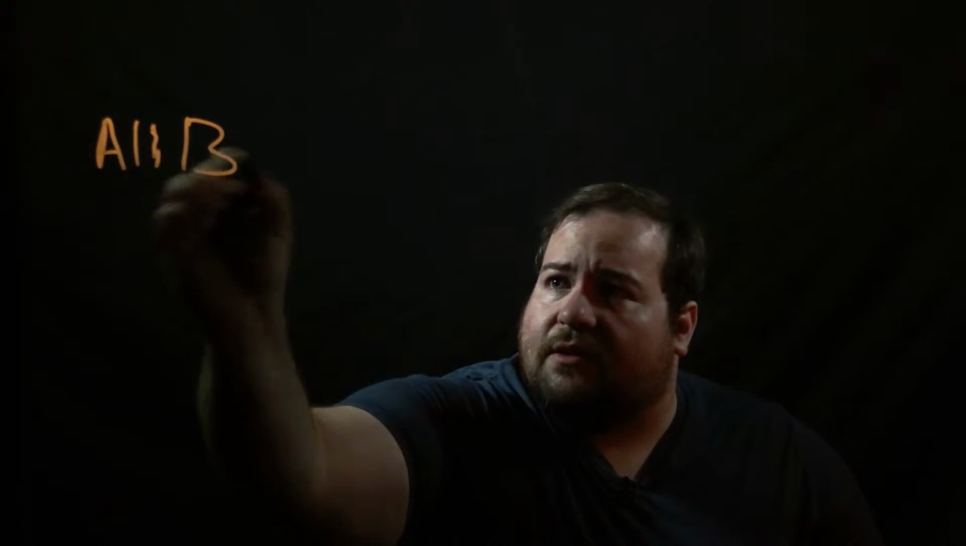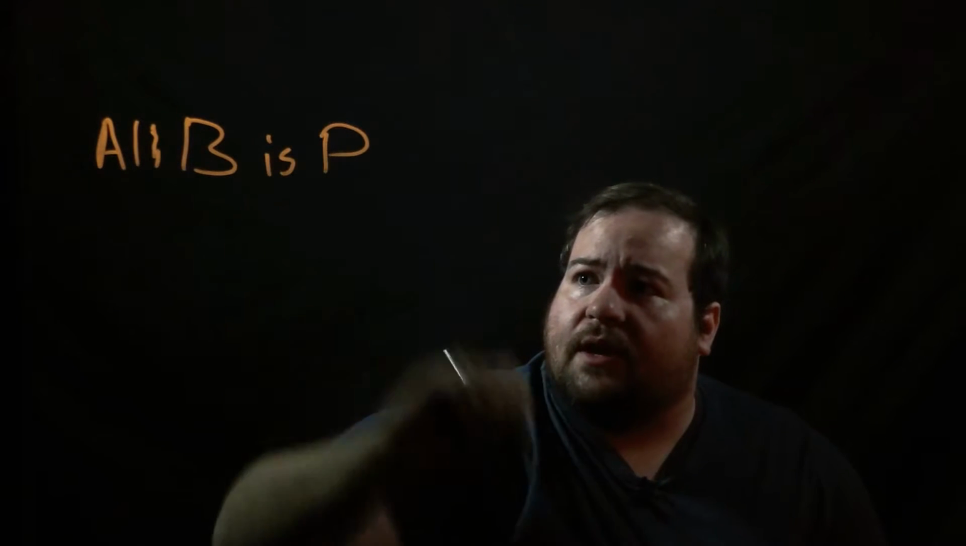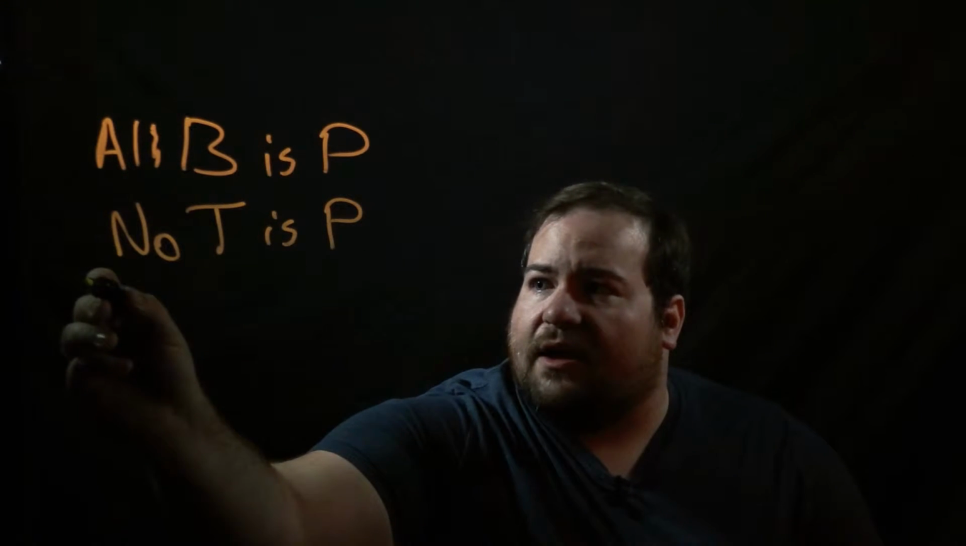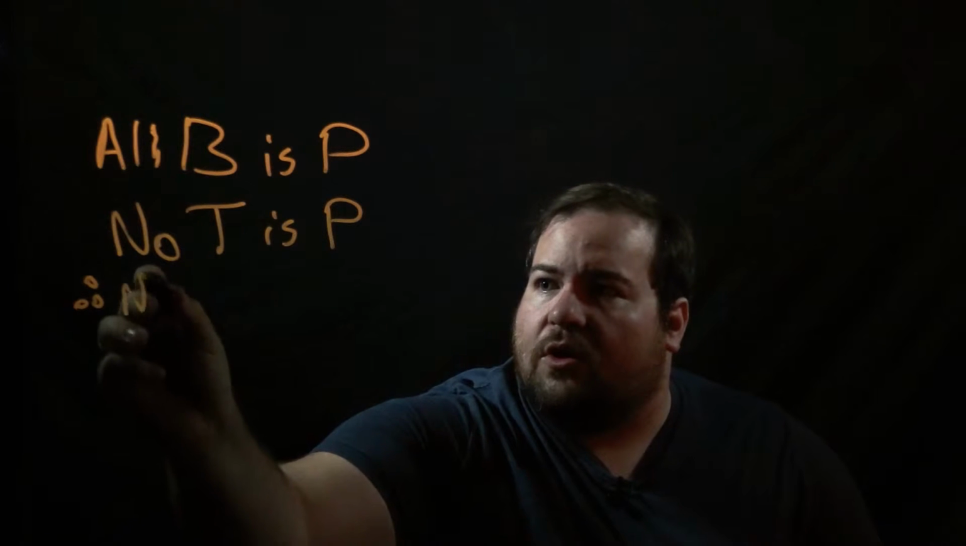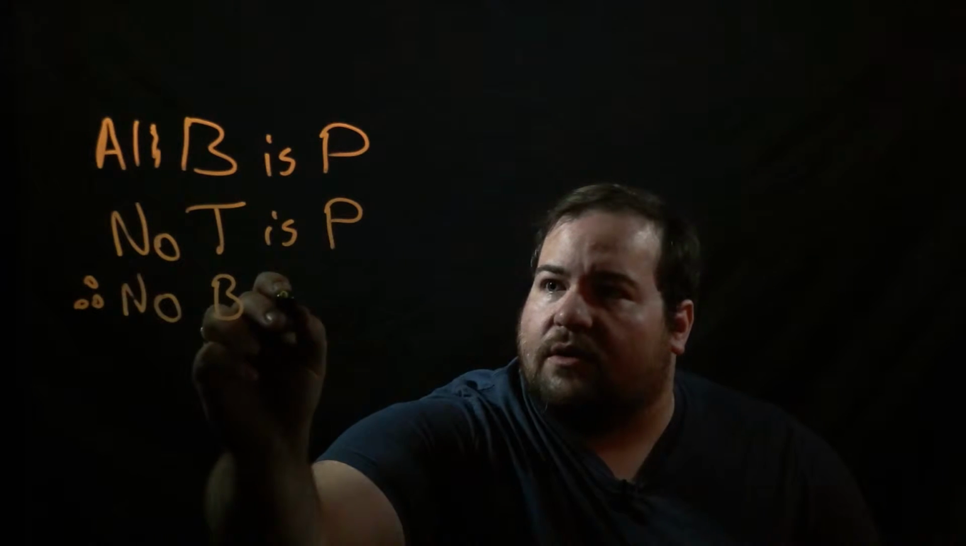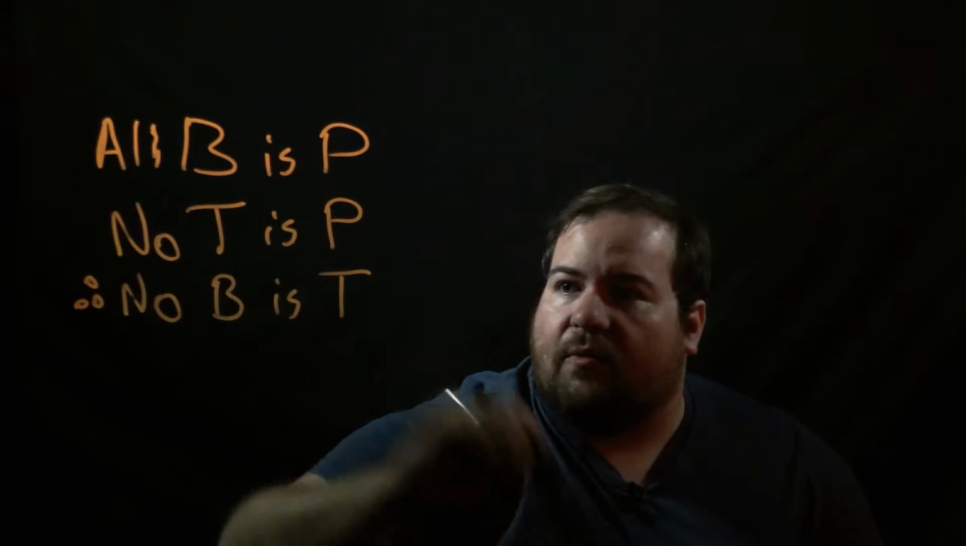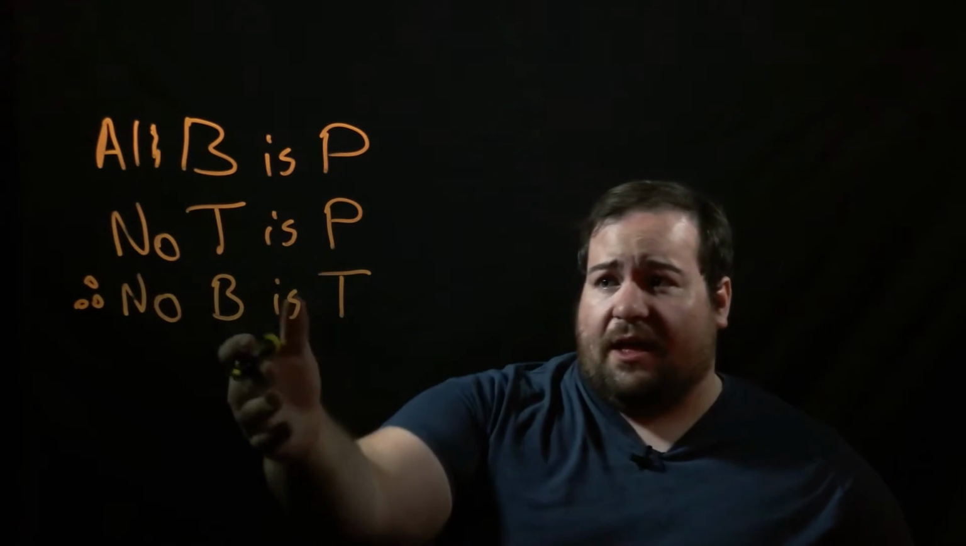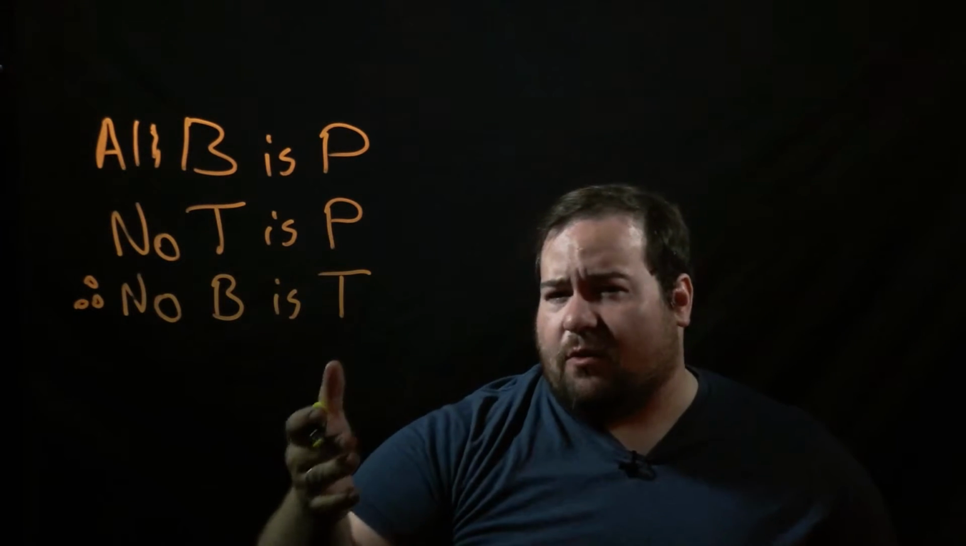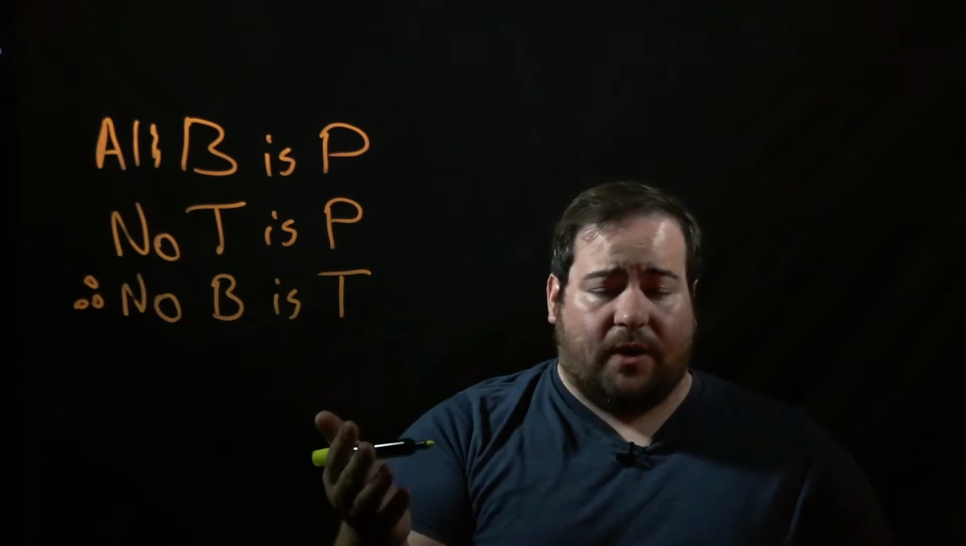So let's use one of my favorite arguments, the argument that a burrito is perfect. So if I said that all burritos are perfect, and then I said no taco is perfect, and then I conclude no burrito is a taco, I have an argument that I need to figure out whether or not it's valid. So how do I do that?